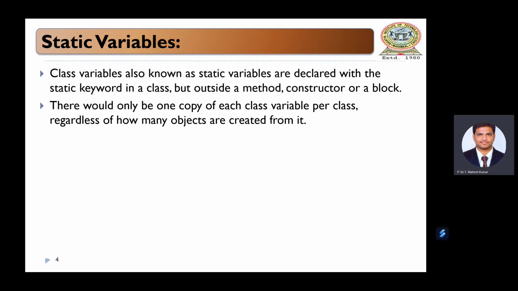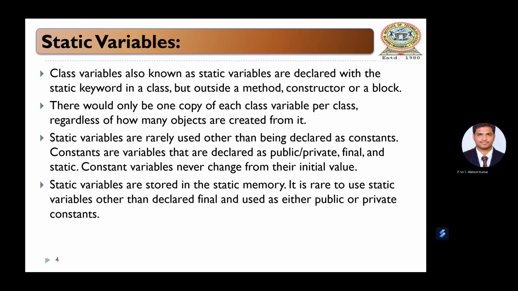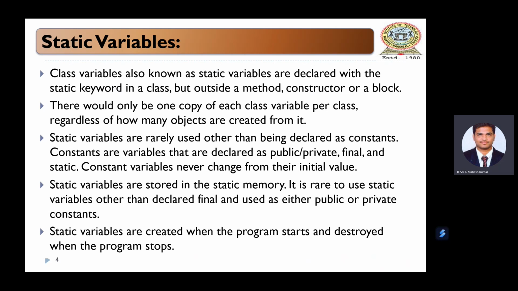outside a method or constructor or a block. So there would be only one copy of each class variable per class, regardless of how many objects are created from it. And these static variables are rarely used other than being declared as constants. Constants are variables that are declared using access specifiers, and we use the final keyword for this. And these constant variables never change from their initial value. The static variables are stored in the static memory, and it is rare to use static variables other than declared final and used as either public or private constants.